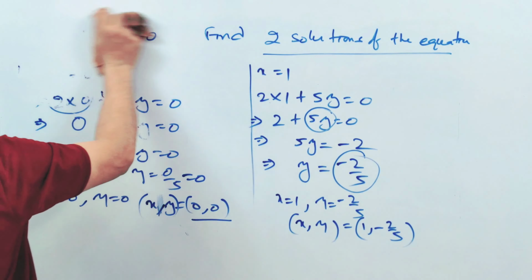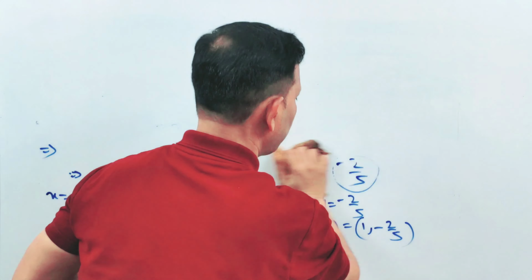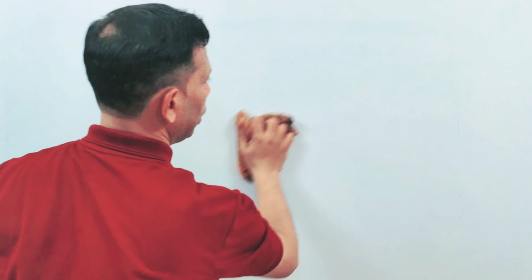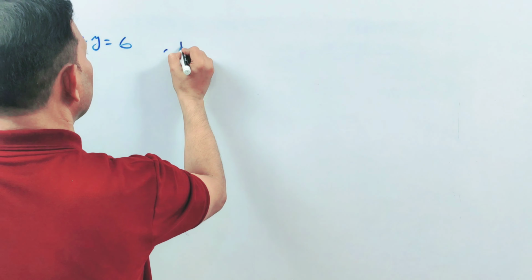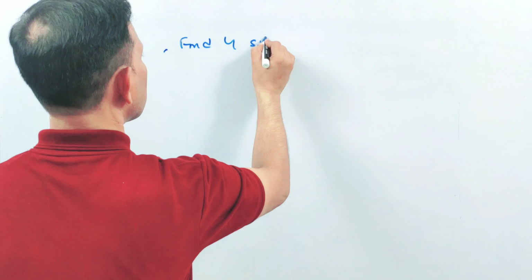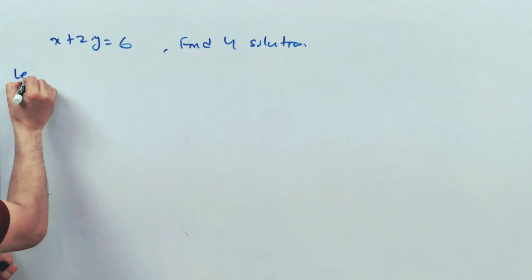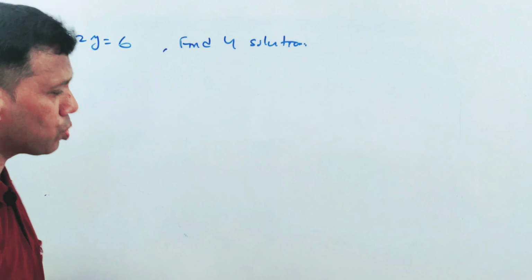So now, I will solve another equation for you for confirmation, so that you can find solutions of a linear equation in two variables. So I will take x plus 2y is equal to 6. Find 4 solutions. The process is the same. So let x is equal to 0. You can start from anywhere else.